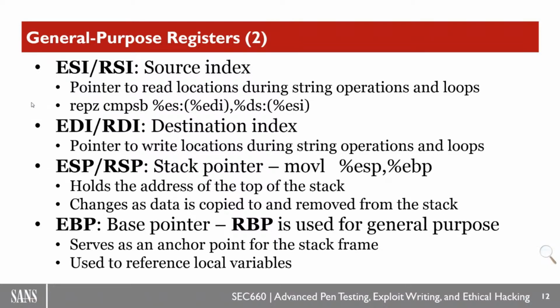Some registers do have a more specific purpose in life. We'll get to one of those in a moment. SI and DI are the source and destination index registers. That assembly example on the screen is a good one. Right down there it says repeat until 0, compare string, 1 byte at a time, and then we've got a pointer in EDI and a pointer in ESI.